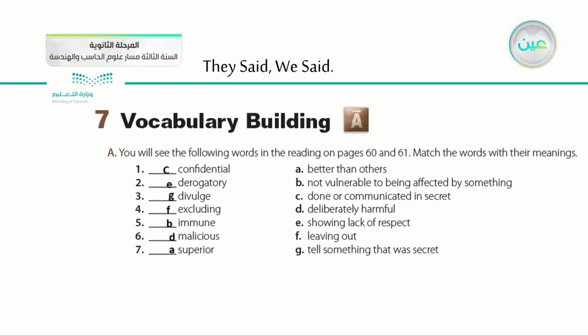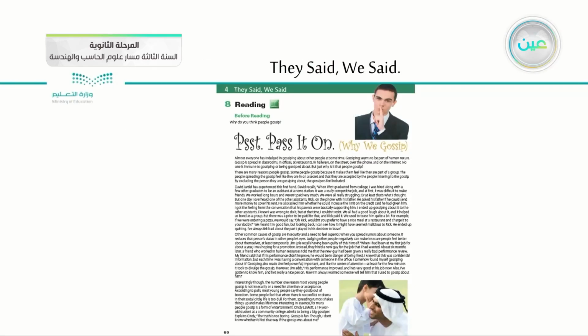Confidential is done or communicated in secret. Derogatory is showing lack of respect. Divulge is to tell something that was secret. Excluding is leaving out. Immune, not vulnerable to being affected by something. Number 6, malicious is deliberately harmful, and the last word is superior, and the answer is A, better than others.